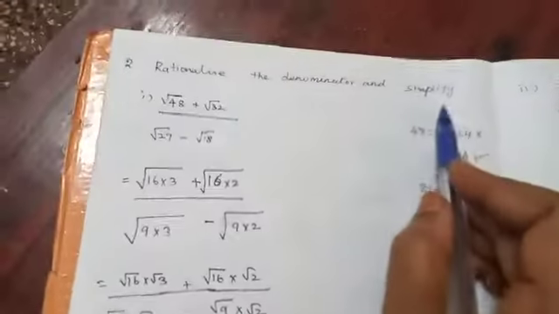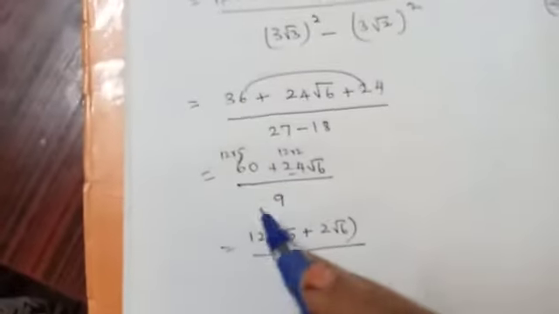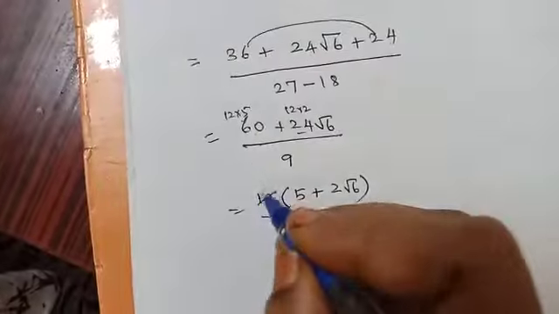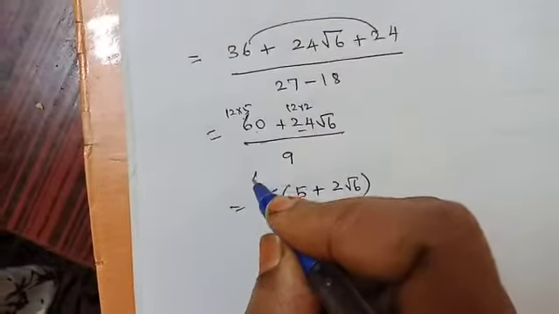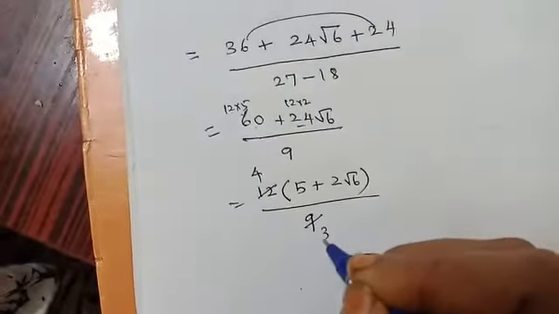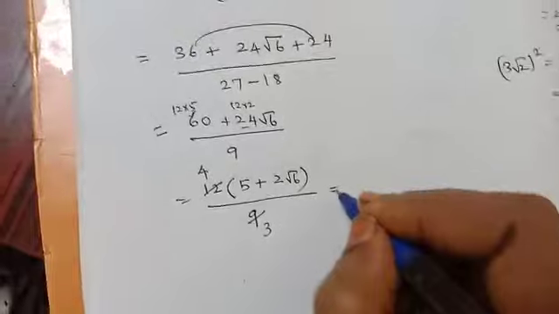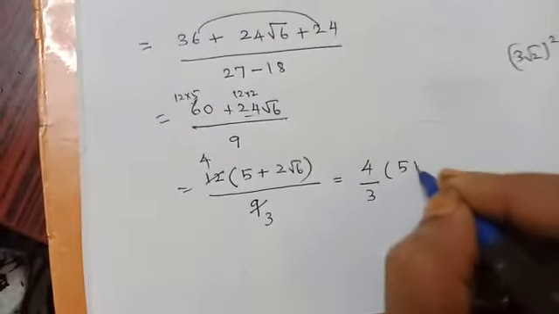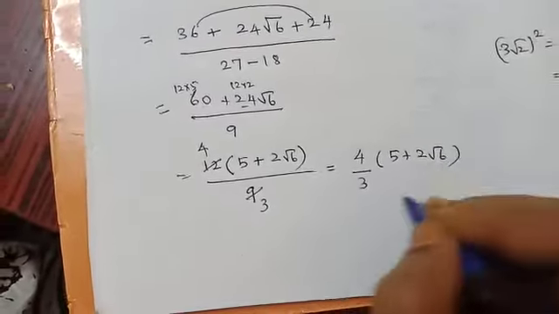Then this 12, because the question is to simplify. Okay. So this is not the answer. We should simplify this. So here again we cancel in the 3 table. 4 3s are 12. 3 3s are 9. So the answer is 4 divided by 3 into (5 plus 2 root 6).